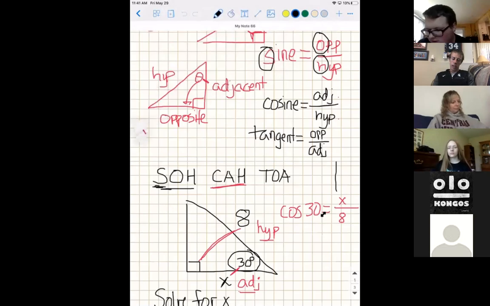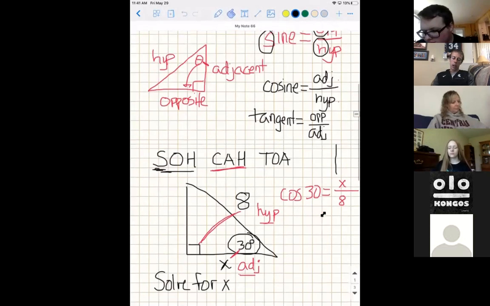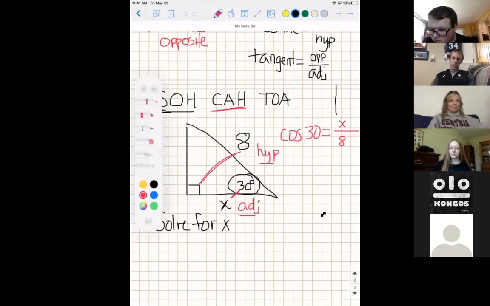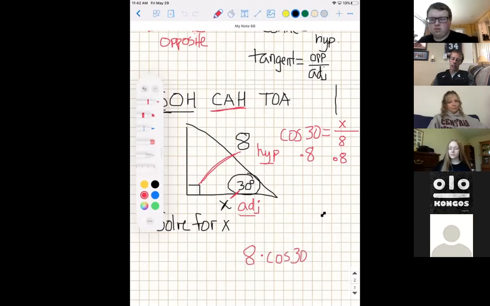Our goal in these types of problems is going to be, let's solve for x. If we want to get x by itself, we can multiply both sides by 8. I know I'm running out of room there. So we could say 8 times the cosine of 30 equals x.